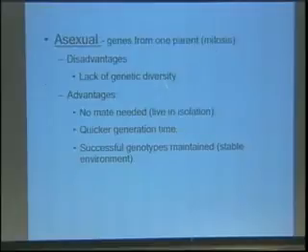You don't need to find a mate. So if you live in isolation, you can still produce more members of your species, and they're genetically identical. And so you have a quicker generation time, and successful genotypes are maintained. If you're already in a stable environment, as your offspring are genetically identical, you maintain a genotype that's suited for that environment. Of course, if the environment changes, that may not be very good.